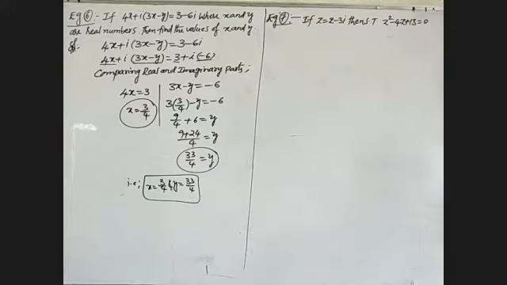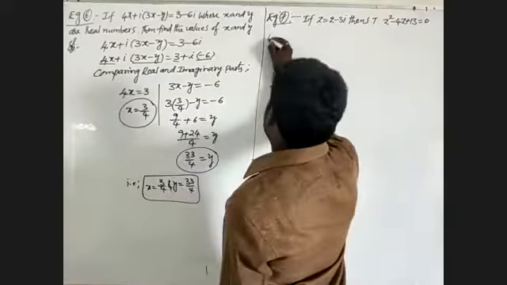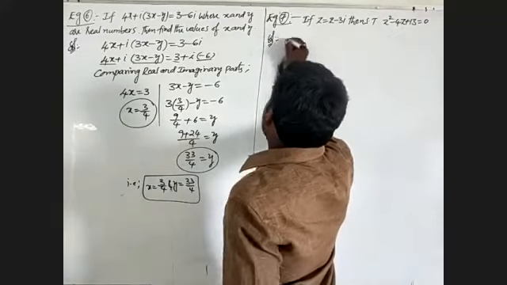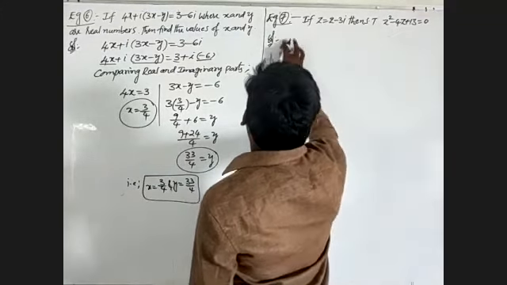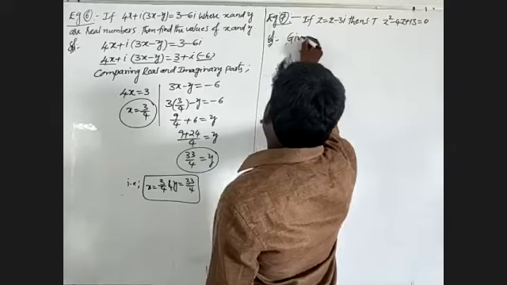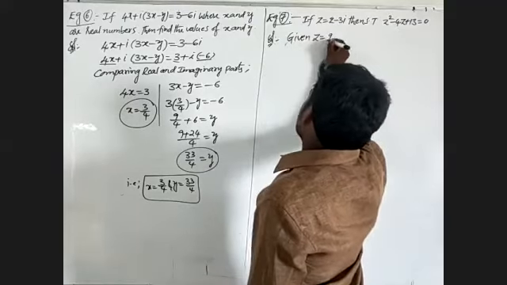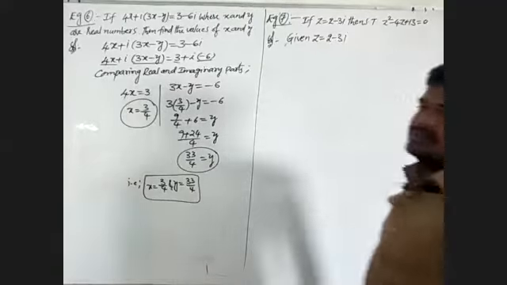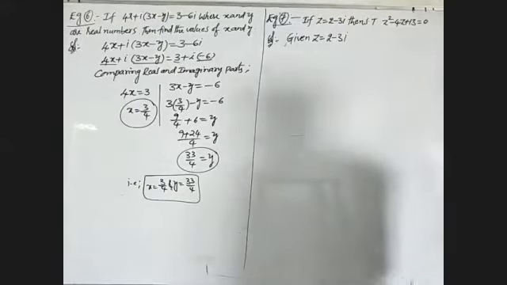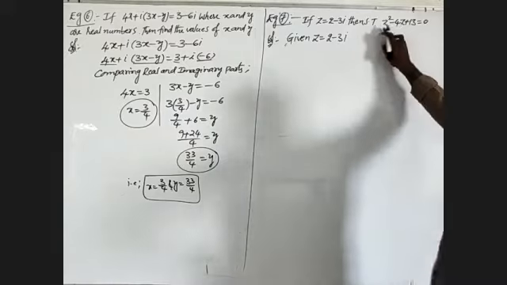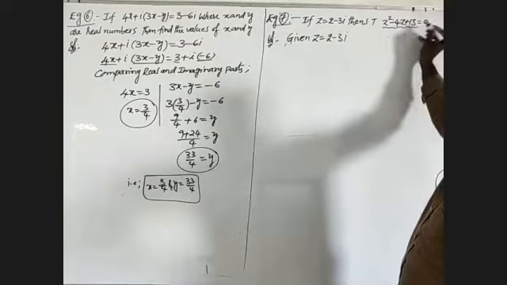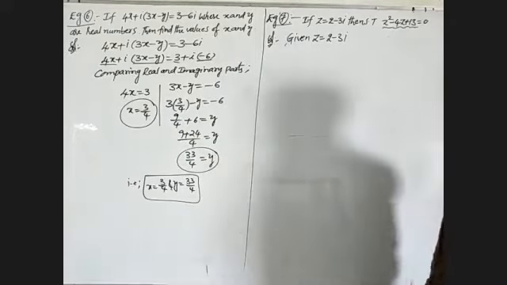Now I am going to example 7. What is given here? Z is given, where z is equal to 2 minus 3i. Then show that z square minus 4z plus 13 is equal to 0.